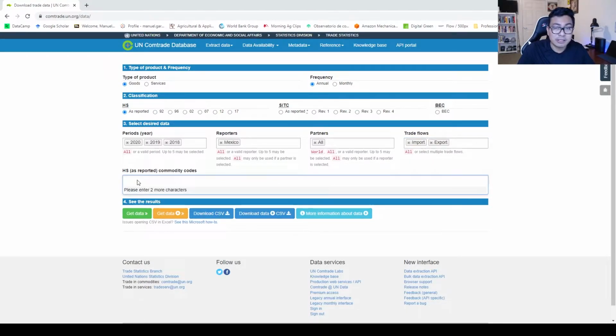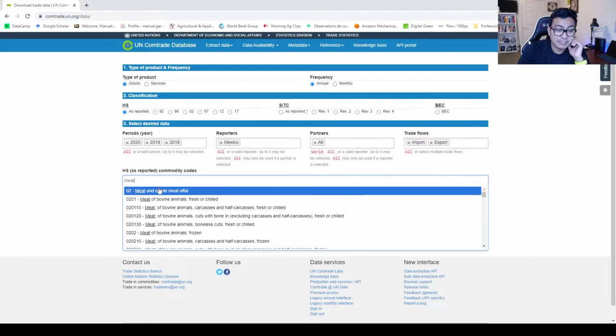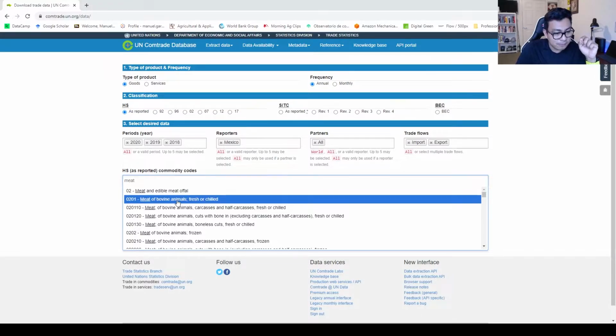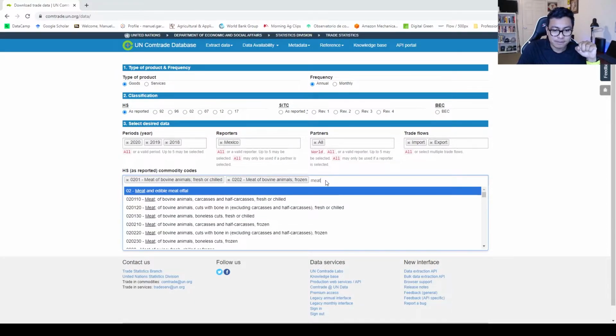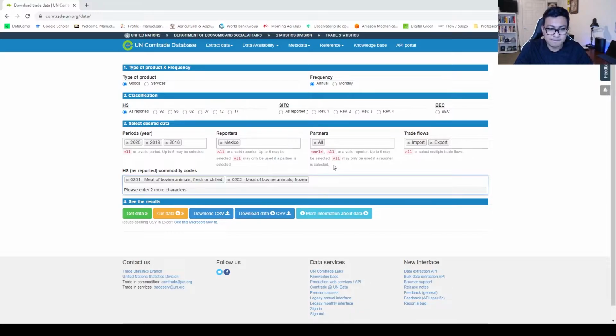In the HS commodity, be sure to be specific with the commodity you want to explore. For example, if you want to explore meat and I select this category, probably it's going to include a lot of different meats I'm not interested in, and it could be a problem when you analyze the data. Your result is going to be biased if you don't select the specific one you're looking for. So let's stick with the middle, 0201 and 0202. Those are the specific ones for beef.